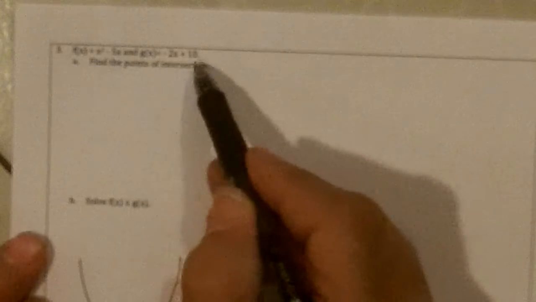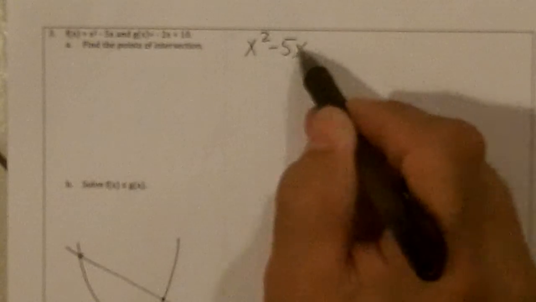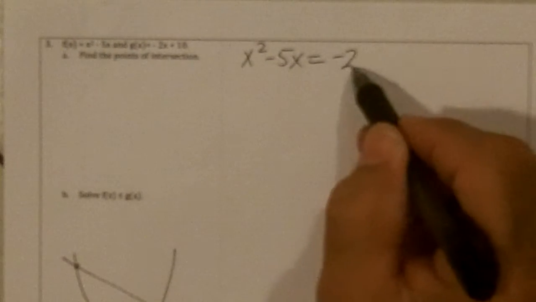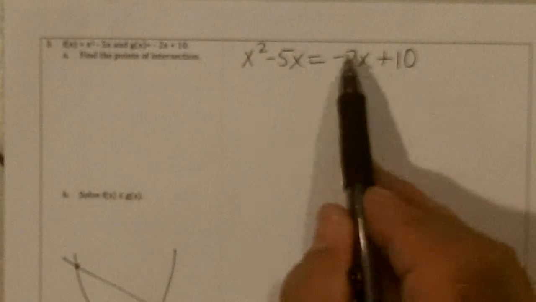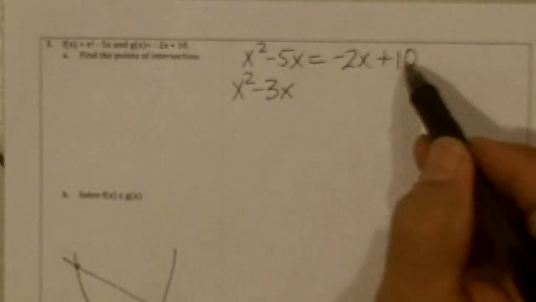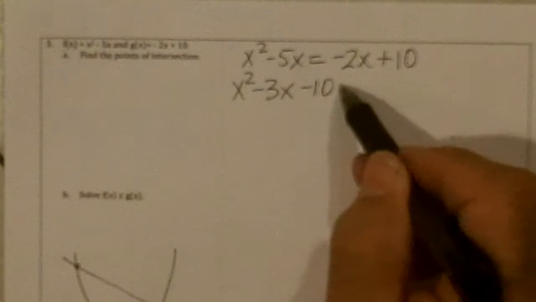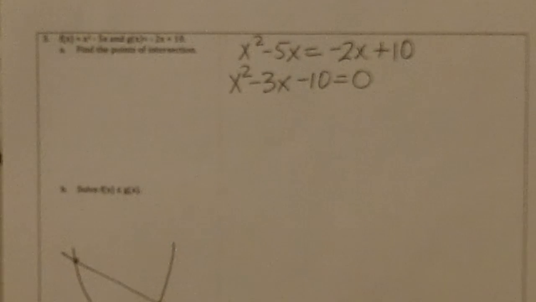So we have a positive parabola, and we have a line with a -2 slope. They're going to hit in 2 places. We're going to find those by setting these equations equal. X squared minus 5x equals -2x plus 10. Well, I want to keep the x squared positive, so I'm going to add 2x to both sides, and I'm going to get x squared minus 3x. Subtract 10 from both sides. Minus 10 equals 0.